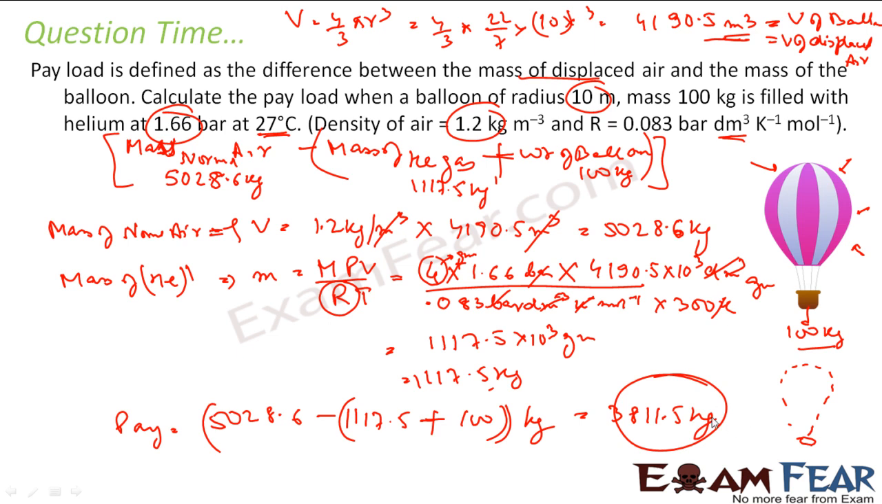So see, with this what we are achieving is by filling this with the helium gas, we are creating a lift of 3811 kg here. Right? If you add 3811 kg in this balloon, it will stop because in that case it will be equilibrium. Since we are creating a lift of 3811 kg, it will fly, it will go up.